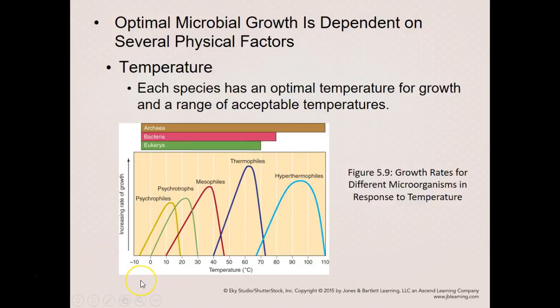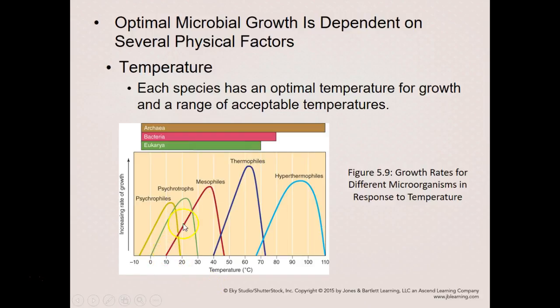Then we have psychrotrophs. Psychrotrophs grow best at about 20 degrees Celsius, but they can grow up to 30 degrees Celsius, so close to room temperature, or close to body temperature, not quite. And they can grow in the very cold environments as well.